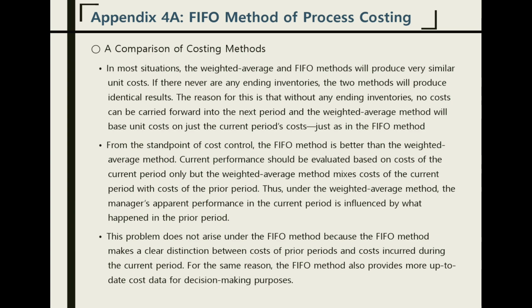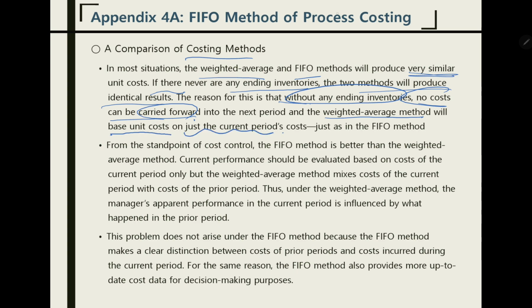Okay, let's compare the costing methods. In most situations, the weighted average and FIFO methods will produce very similar unit costs. If there never is any ending inventory, the two methods will produce exactly identical results. Why? Because without any ending inventory, no cost can be carried forward into the next period, right? If there is no ending inventory, then there is no beginning inventory in the next period, right?